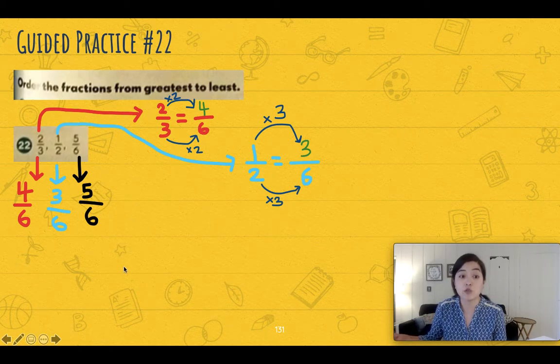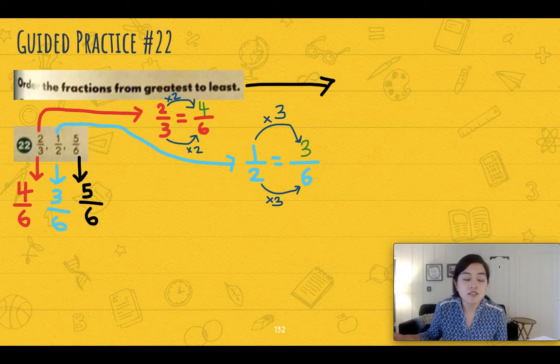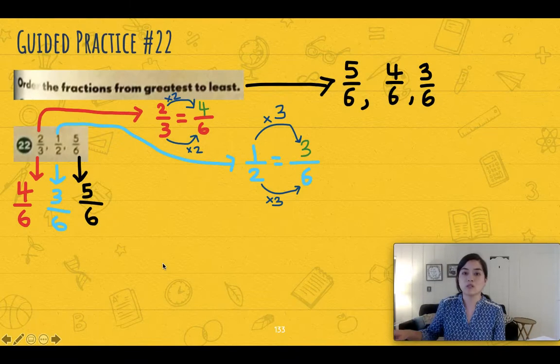And so what I'm going to do is order them from greatest to least using my equivalent fractions first. All right, so for the greatest, I have to look at the numerator. So 5 is greater, then next is 4, then it's 3, right? So here it is, 5/6, 4/6, 3/6.